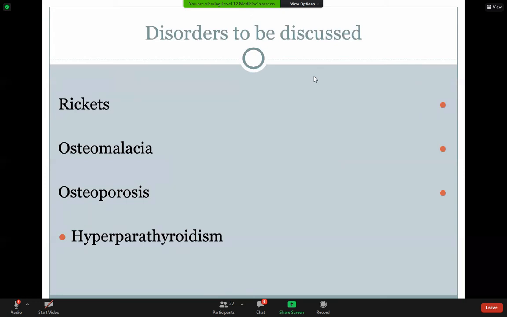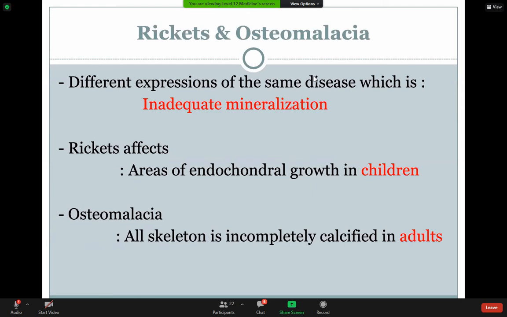Okay, so disorders that we will be discussing now are rickets, osteomalacia, osteoporosis, and hyperparathyroidism. So first, we'll talk about rickets and osteomalacia. They are different expressions of the same disease, so rickets and osteomalacia are basically the same thing. They are both inadequate mineralization of bone.